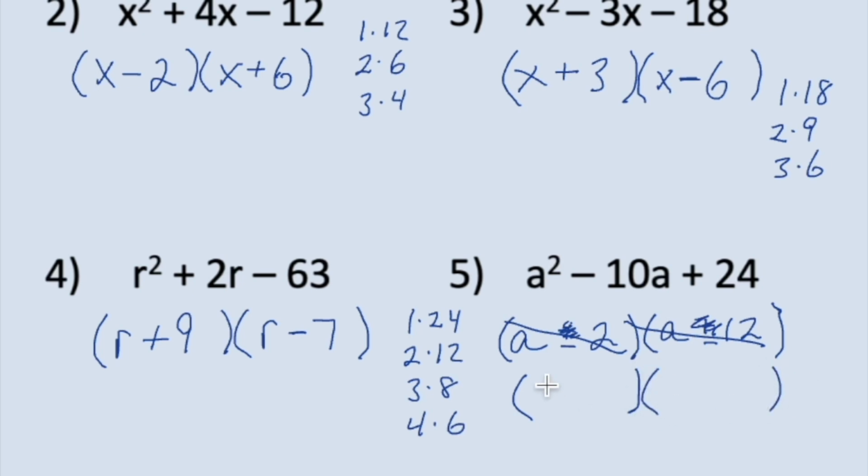Maybe it's the 6 and the 4 combination. Remember, they both have to multiply and equal positive, but add or subtract and equal negative, which makes these both negative. Hey, there we go. Negative 6 minus 4 is negative 10. Negative 6 times negative 4 is positive 24. So sometimes there's more than one combination. You just have to work through those issues.